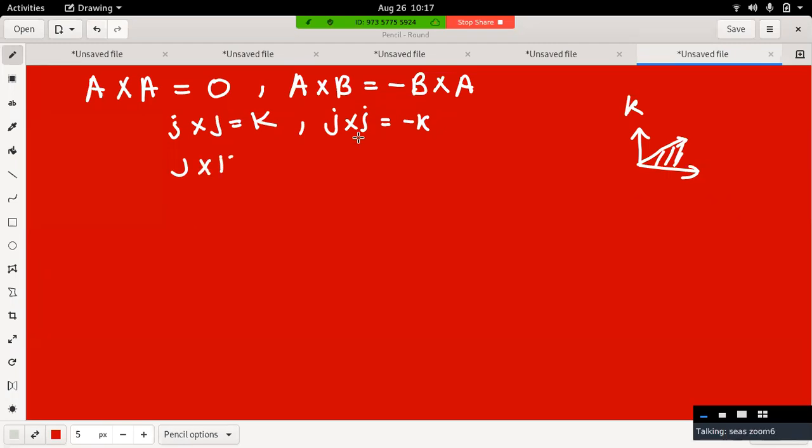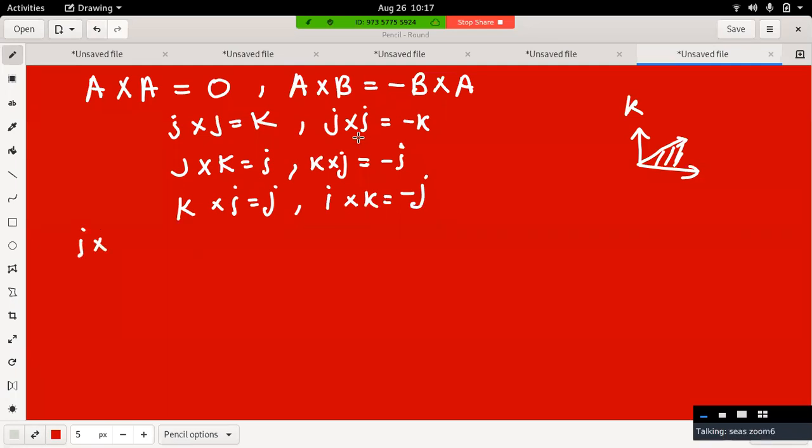J cross K is equal to I, and K cross J is equal to minus I. K cross I is equal to J, and I cross K is equal to minus J. Similarly, I cross I, that is also equal to J cross J, and that is also equal to K cross K, is equal to 0 because theta becomes 0.